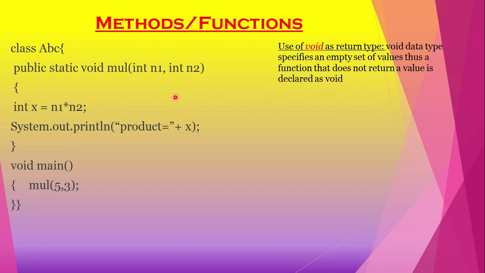In the previous question's program, in this place it was int. In this place it was int. What was the meaning of that? When you call and execute that function, it will return an integer value.